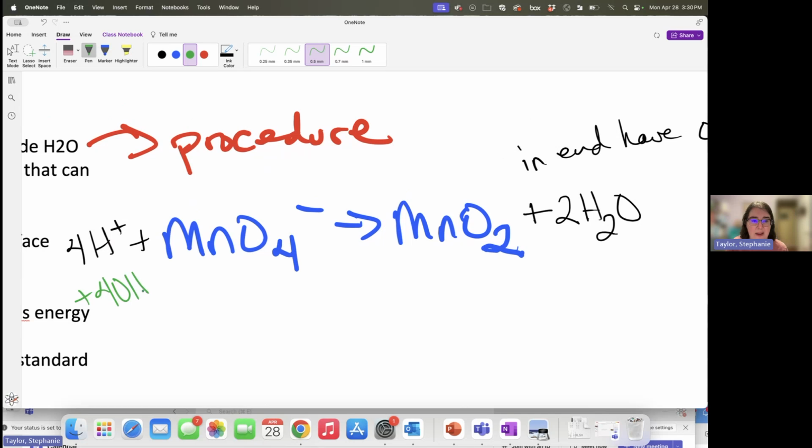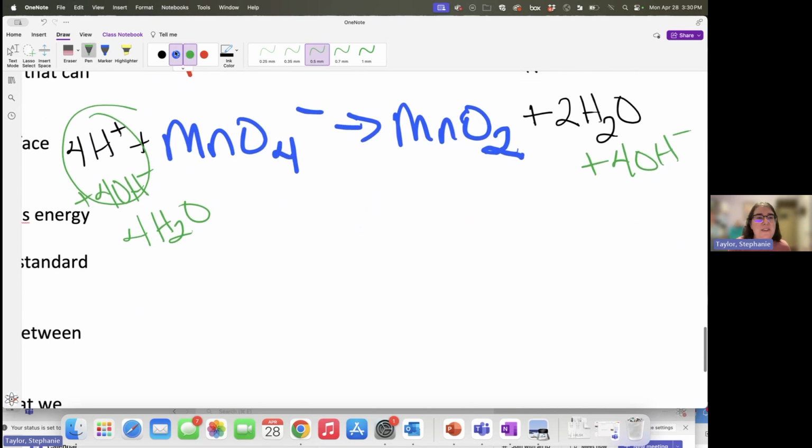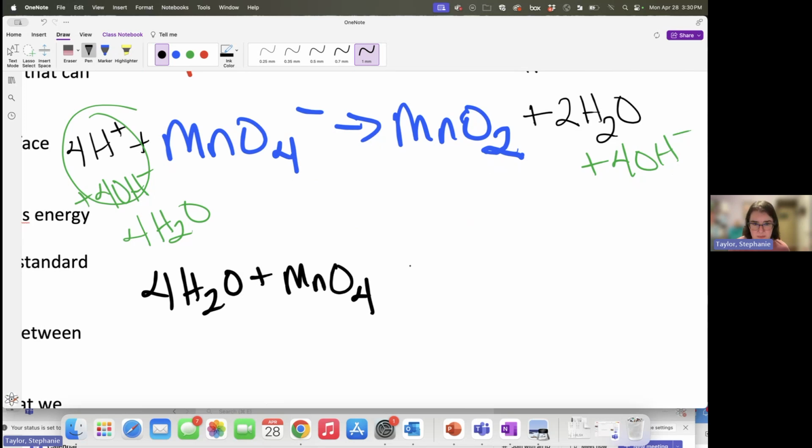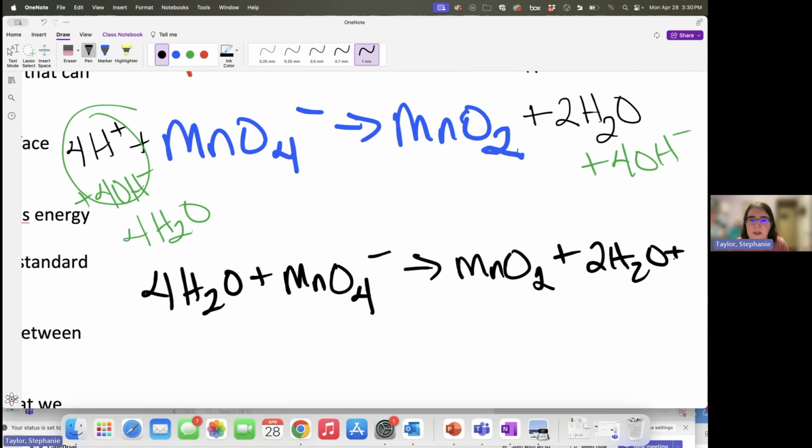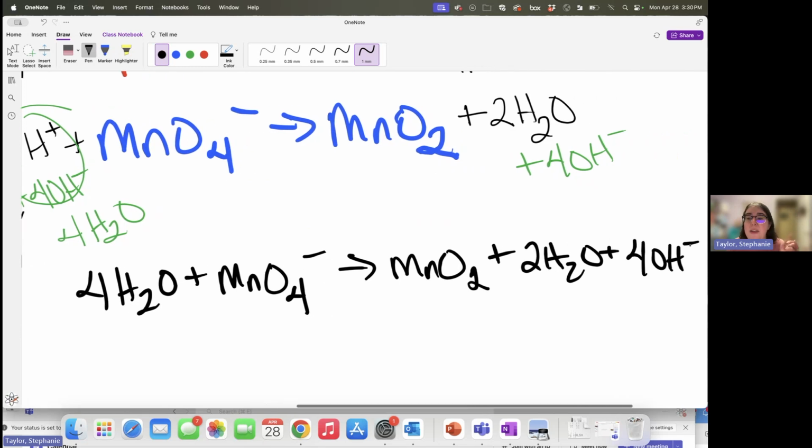So I will go ahead and add my 4 hydroxides to both sides. Since now I have hydroxides added to both sides, this side now becomes 4 waters. And now I have a bunch of stuff written down, so I'm going to take a moment to rewrite this. So I have 4 waters plus that permanganate goes to MnO2 plus 2 waters plus the 4 hydroxides. Now I have extra waters, so I need to get rid of those. So I get rid of that, and I just get a 2 right there.